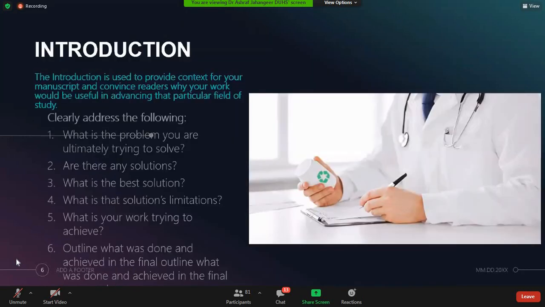So what should your introduction be? Your introduction should have 4 paragraphs. The first paragraph will tell the reader about what is known about the topic, the severity, the magnitude, burden of the disease. Second paragraph will tell about the gaps, what is not known. Third paragraph, what you want to know. And the fourth paragraph is the rationale. So your introduction should look like what problem you are trying to solve and what solutions are available.